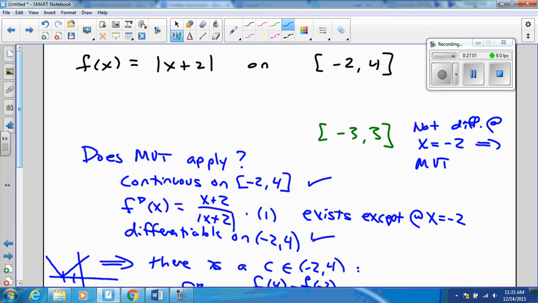And we found f prime. This exists except at x = -2. Done. And by the way, if I can see ahead of time that the derivative will not exist, I can say that and move on without having to check continuity. Right? If one condition fails, the whole theorem fails.